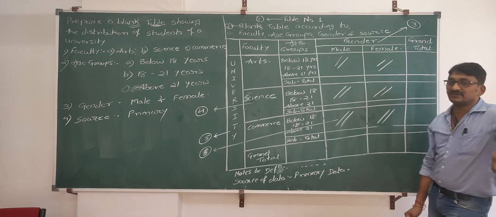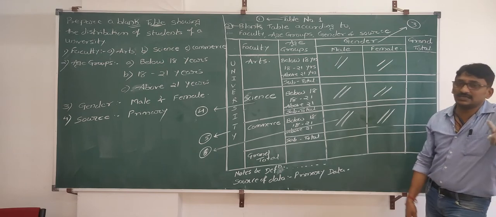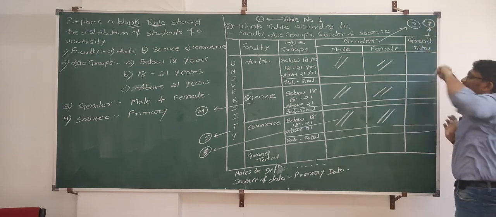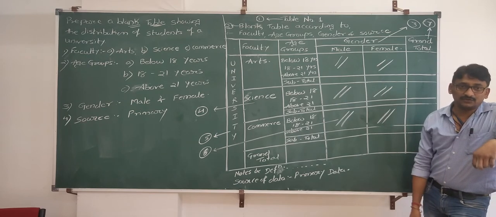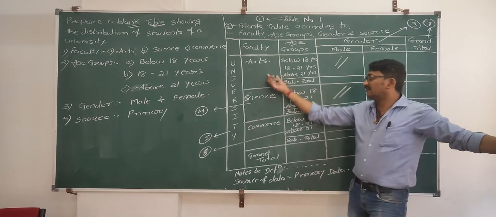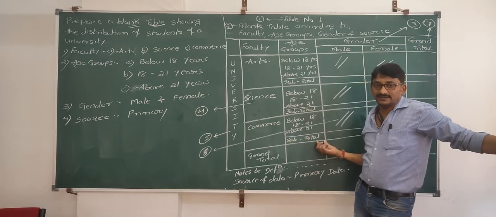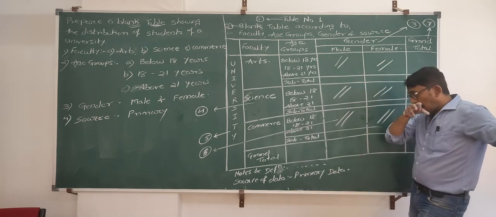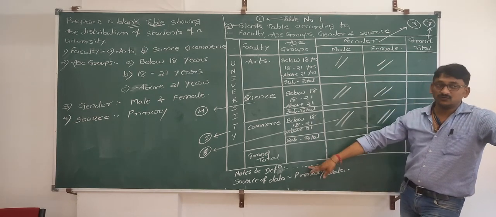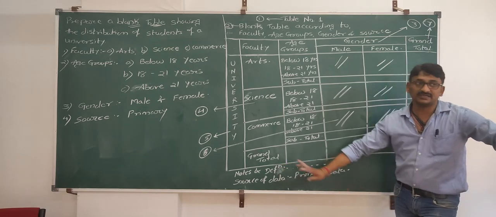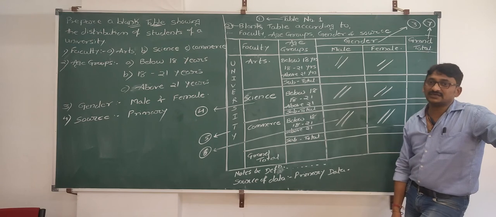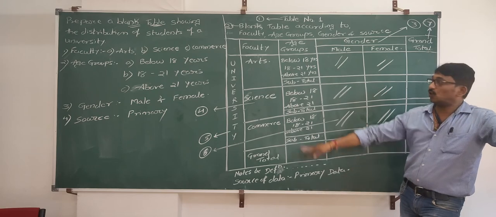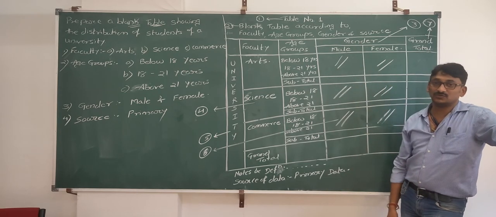Next, the seventh one is total and subtotal. Here total is nothing but grand total. So I will write 7 here. Total is nothing but grand total, and subtotal means after each and every faculty we have prepared one subtotal, right? This is called subtotal. Next one is notes and definitions, which we have written after the table. And then we have written sources of data. So all the 9 components I have taken into consideration here.